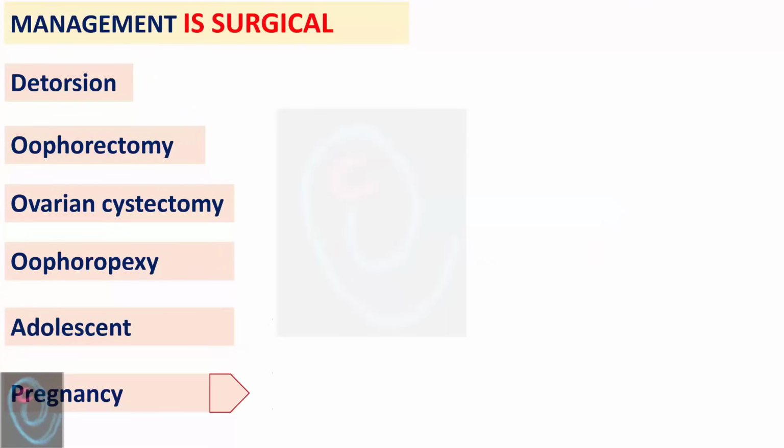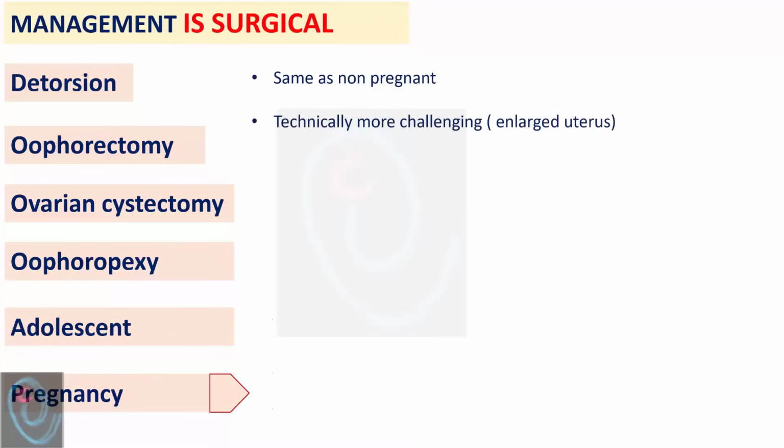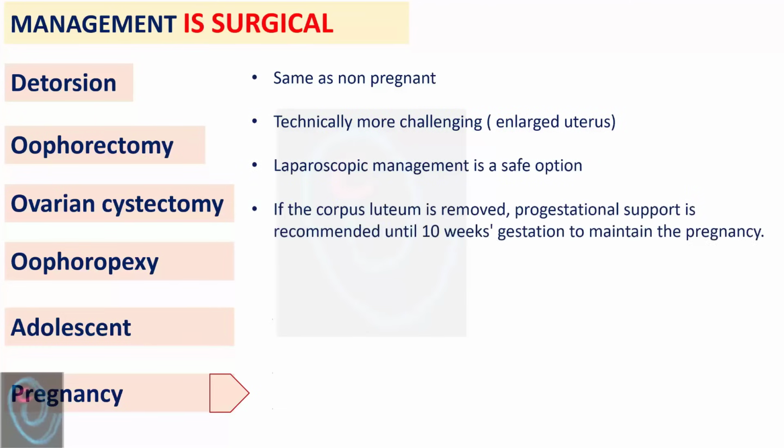Regarding ovarian torsion in pregnant women, management of ovarian torsion in pregnancy is similar to non-pregnant patients, but it can be technically more challenging due to the enlarged uterus. Laparoscopic management is a safe option. However, if the corpus luteum is removed, progestational support is recommended until 10-week gestation to maintain pregnancy.